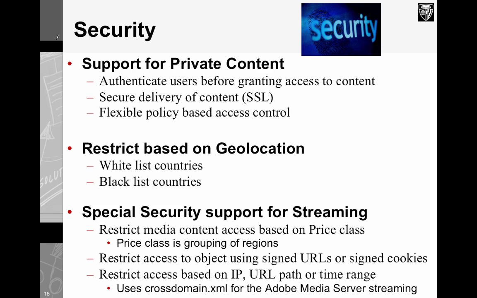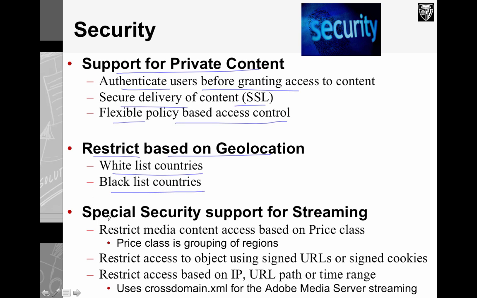There is also support for private content. You can authenticate users before granting them access to the content. Secure delivery over SSL, we talked about that. Flexible policy-based access control. You can have an access control policy that says who the users are, and use tokens in order to give them access to the content. You can restrict users based upon geolocation. You can whitelist countries, you can blacklist countries. We kind of saw that when we did the demo.